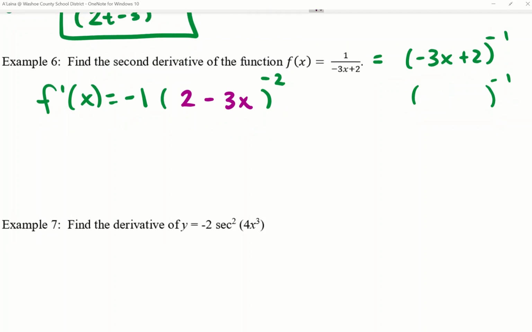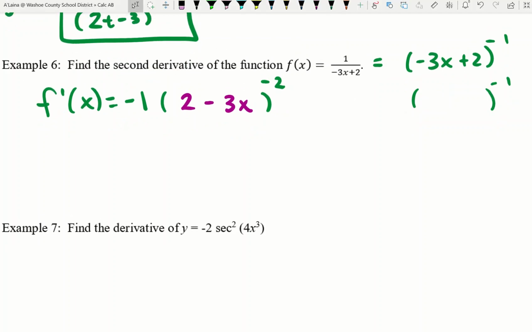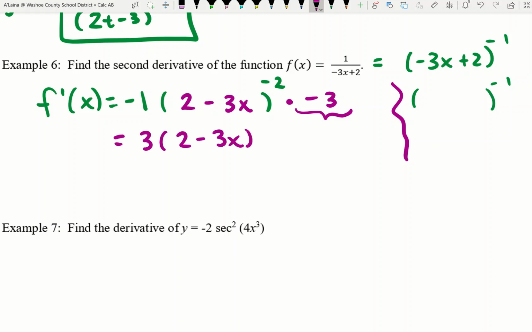Now, before I decide that I'm done with this first derivative, make sure you multiply this by the inner function. That's the key component of the chain rule, is that you have to multiply by the inner function's derivative. Sorry, I didn't say derivative a minute ago. By the derivative of the inner function, which in this case is negative 3. So if I rewrite this, this is positive 3 times 2 minus 3x to the power of negative 2.